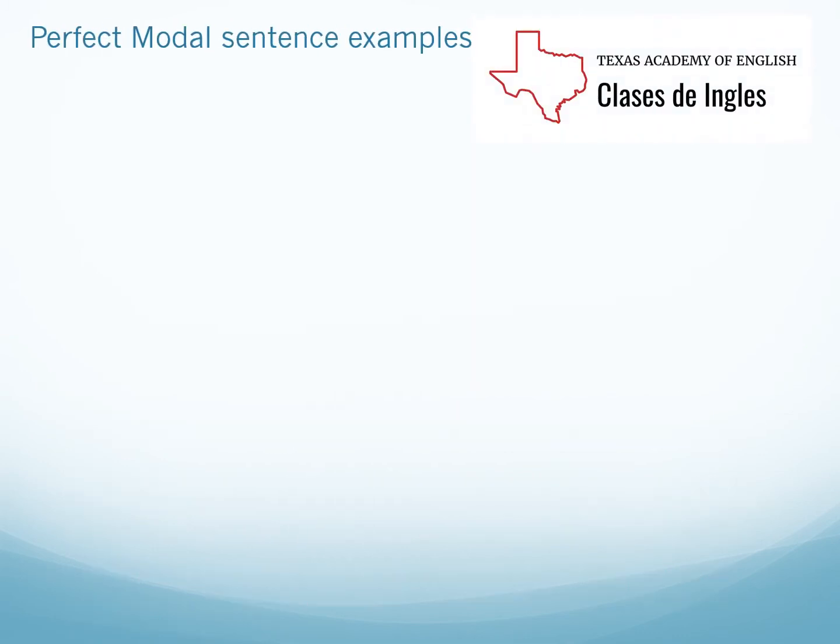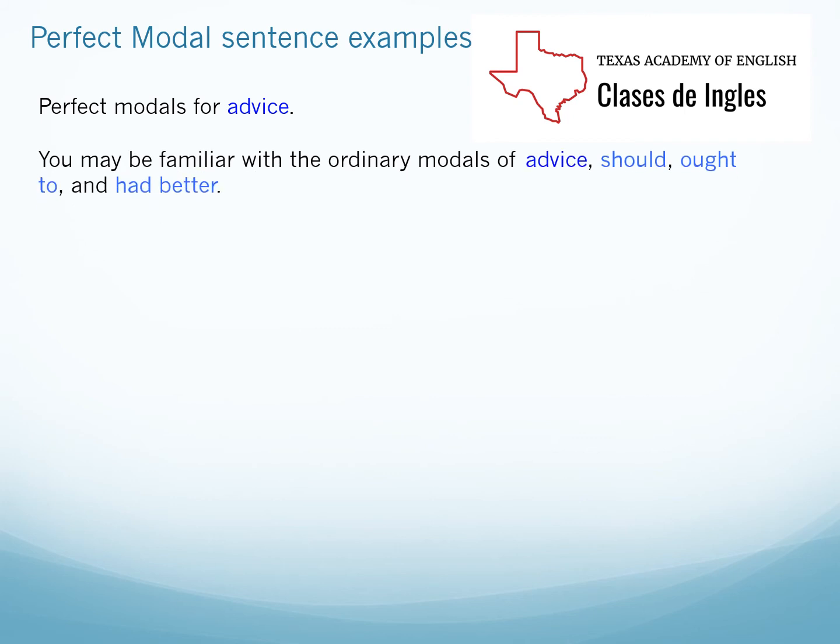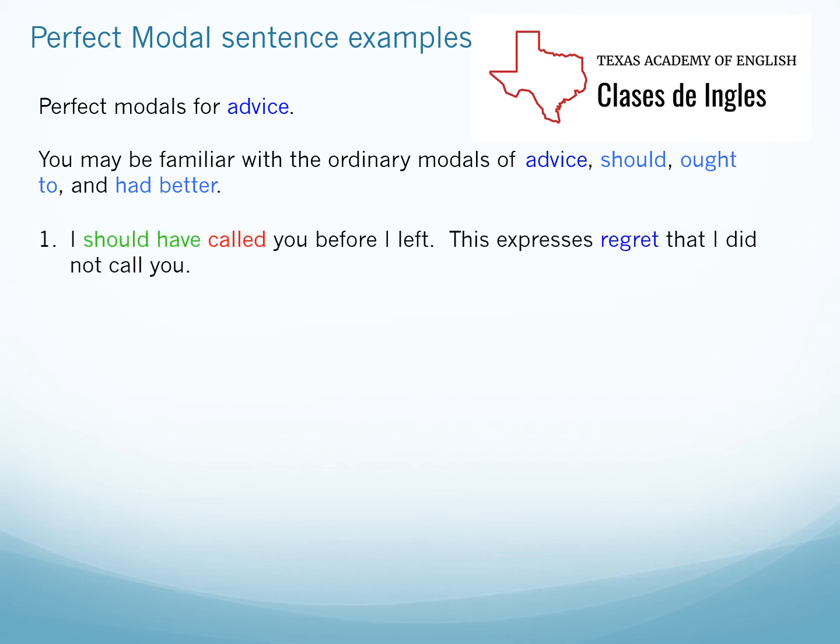So now let's take a look at perfect modal sentence examples. The perfect modal for advice. You may be familiar with the ordinary modals of advice: should, ought to, and had better. I should have called you before I left. This expresses regret that I did not call you.